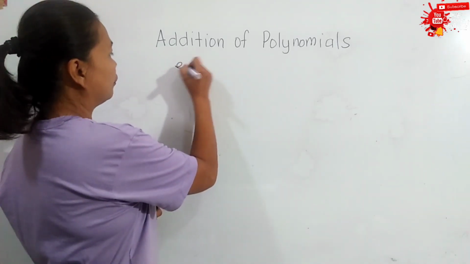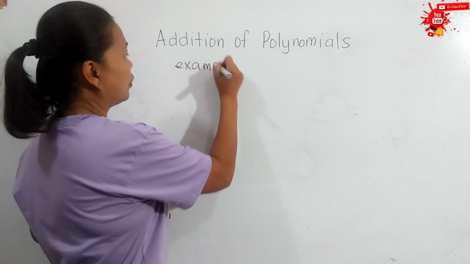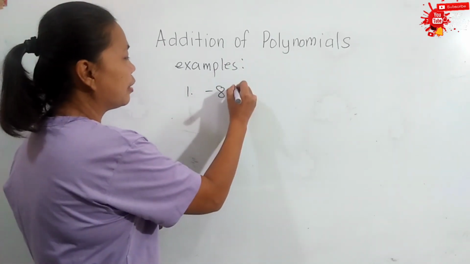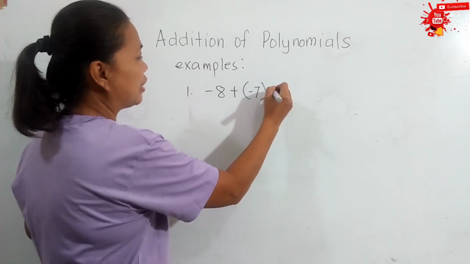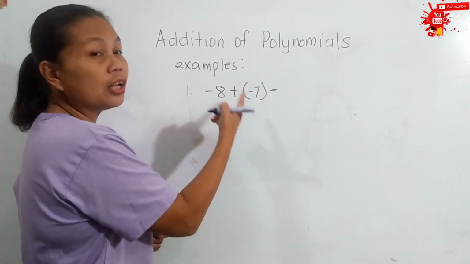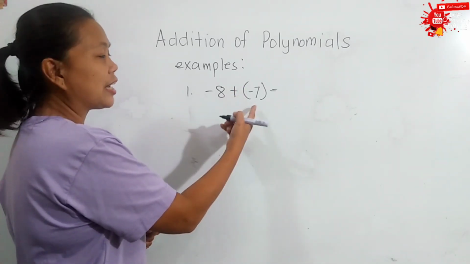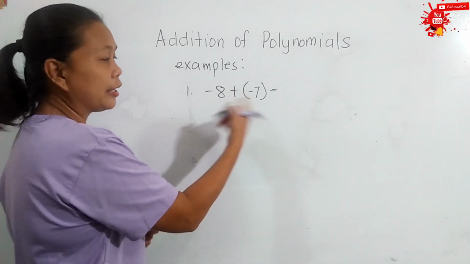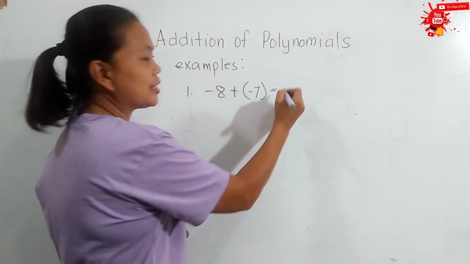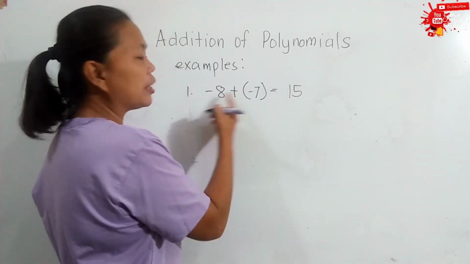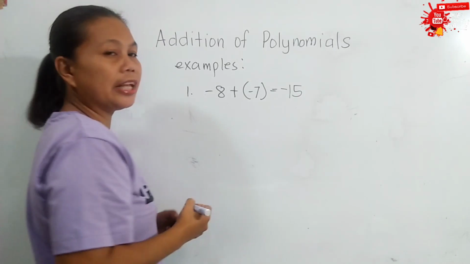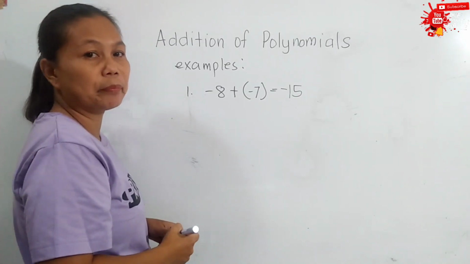So for example, we have negative 8 plus negative 7. We are adding two signed numbers with like signs, which are negative. So we add their absolute values, 8 plus 7, which is equal to 15. Then we copy the common sign, which is negative. Therefore, the sum is negative 15.